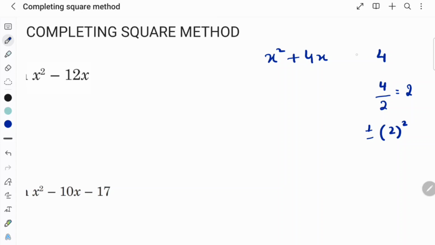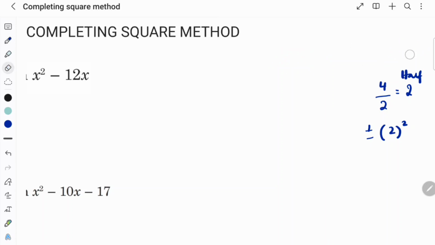It means you just see the coefficient of x and then half of it and then add and subtract. If you follow these steps properly in your equation, then you will not have any problem in finding out the solutions. So let's begin here.